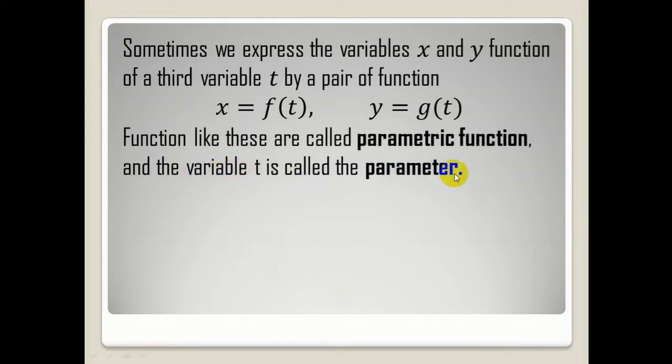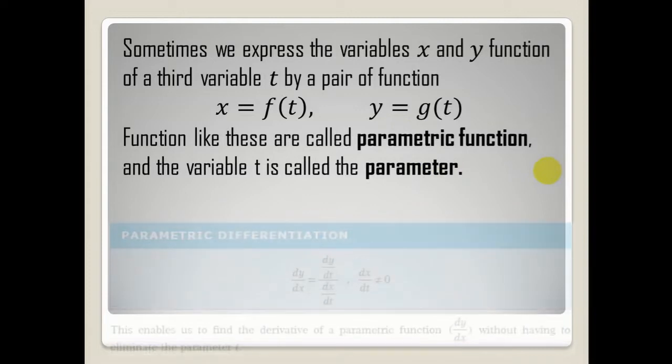So guys, if we just have two variables, it's called an implicit function. But if we have a third variable, it's called a parametric function. Okay, do you understand? Okay.